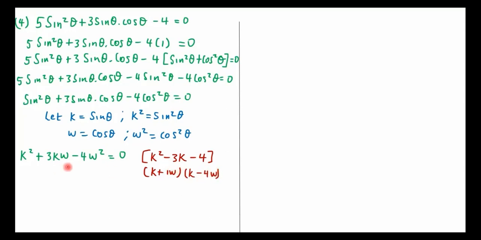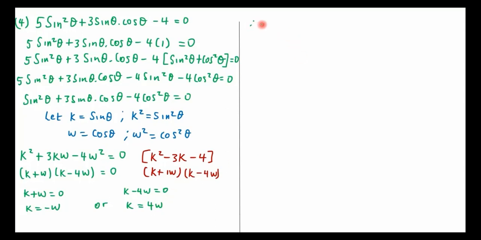So now this is basically what we're going to be having here. Right here we're going to have k plus w, because remember we're factorizing in terms of k and w. So k plus w, and then k minus 4w, and then this equals 0. With this part, you can see that k plus w equals 0, and that means k equals minus w. Now we know what k is, we also know what w is. Or k minus 4w equals 0, and so k equals 4w.